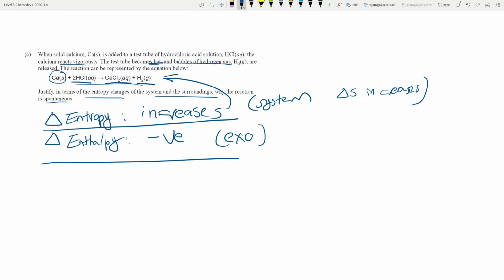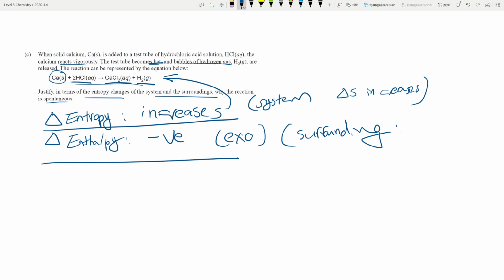And then when you look at the negative change of enthalpy, because heat is released, this is looking at the surrounding. This is looking at the entropy of the surrounding. What does that mean? If you have an exothermic reaction, you release heat. And where does the heat energy go? The heat energy will be released to the surrounding particles, and then the particles will get more kinetic energy because you have more heat energy.